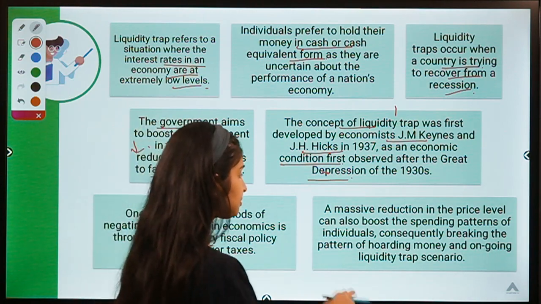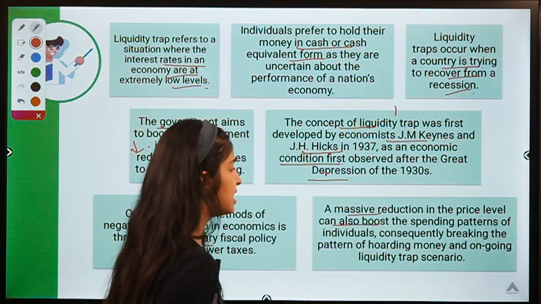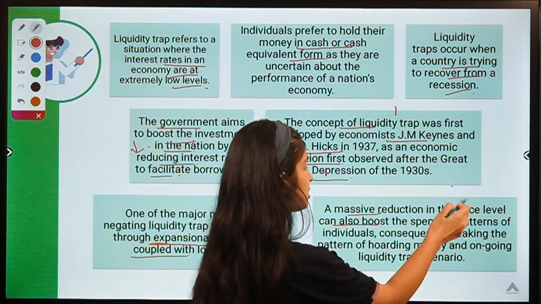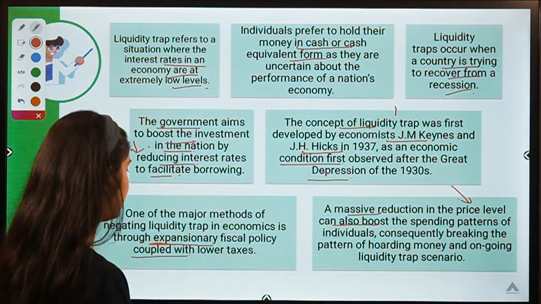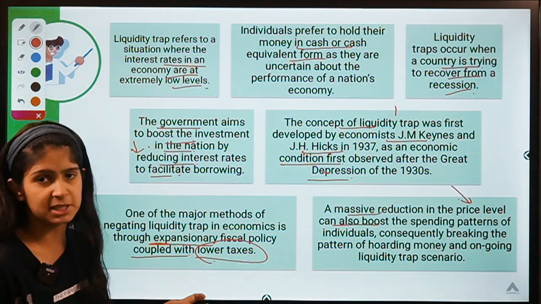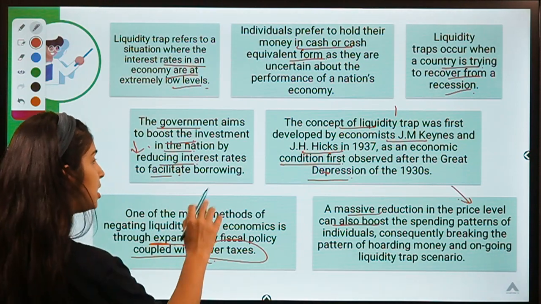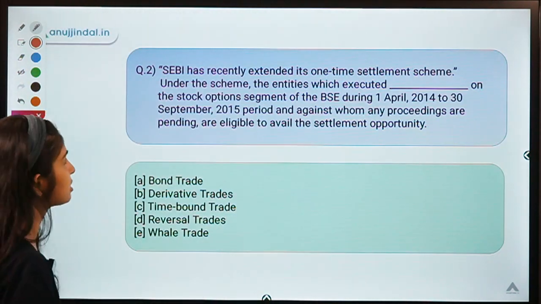After that, a massive reduction in price level can also boost spending. So trying to reduce the prices so that it boosts spending in the market, right? Also lowering taxes, because it puts money into the hands of people. So I hope liquidity trap is clear to you. Moving ahead to the next question.